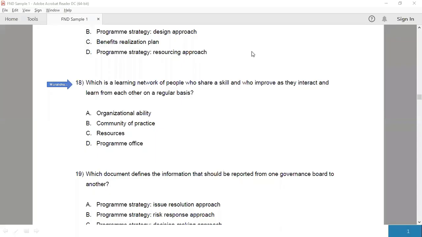We begin with question number 18. Which is a learning network of people who share a skill and who improve as they interact and learn from each other on a regular basis? A, organizational ability, B, community of practice, C, resources, or D, program office. The question is regarding the learning network of people who share a skill and who improve as they interact and learn from each other on a regular basis.